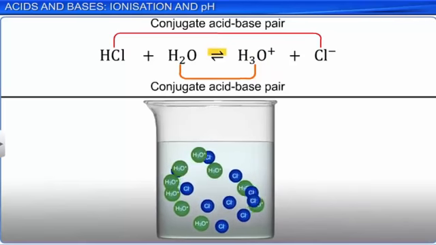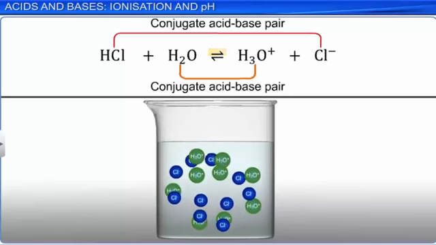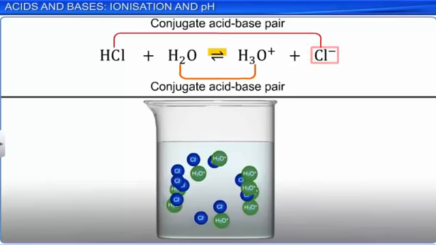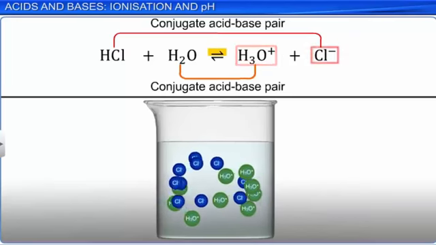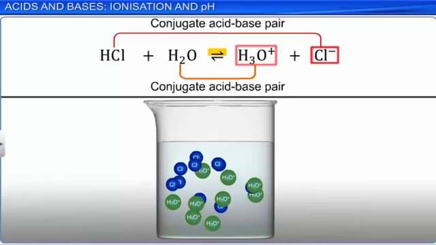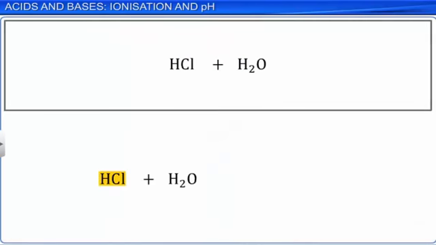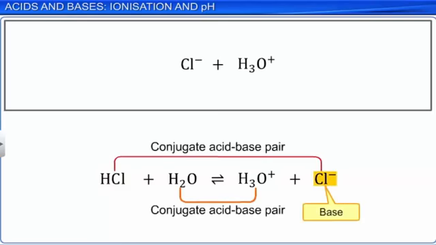Generally, the equilibrium will shift in the direction of the weaker acid, and the resultant solution mainly contains Cl- and H3O+ ions. As HCl is a strong acid, it readily loses the proton. Does this tell you anything about the chloride ion as a base?